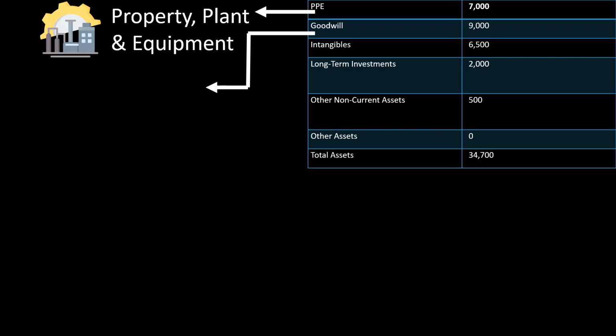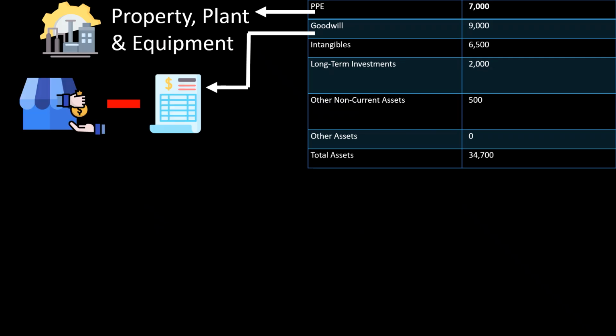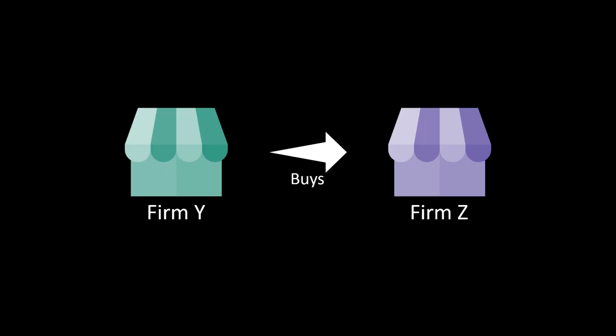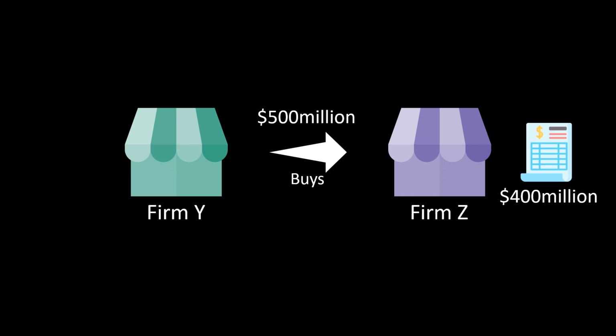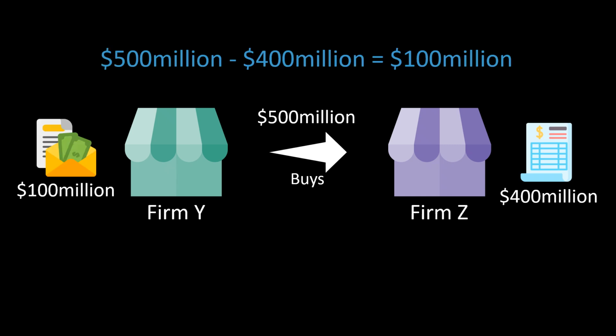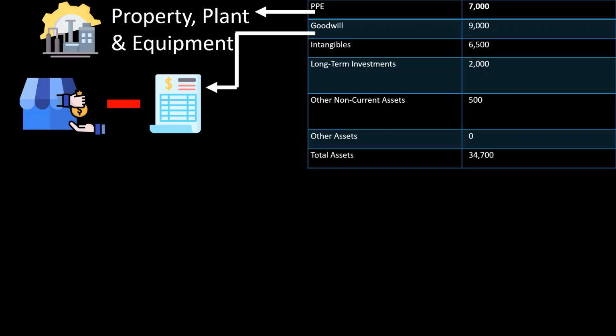Goodwill is the difference between the price at which a business buys another business and the book value of the other business. I'll come back to book value later on in this video. If firm Y bought firm Z for $500 million, and firm Z has a book value of $400 million, then firm Z has gained a goodwill of $100 million.